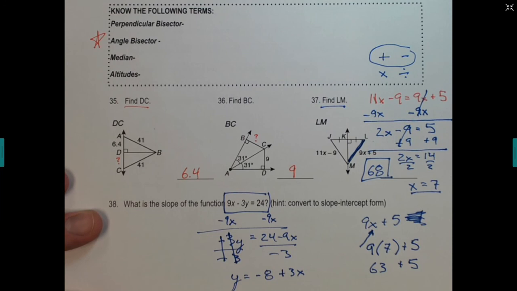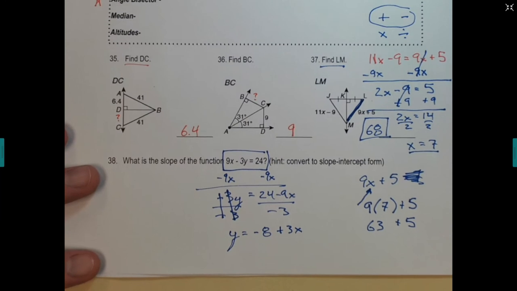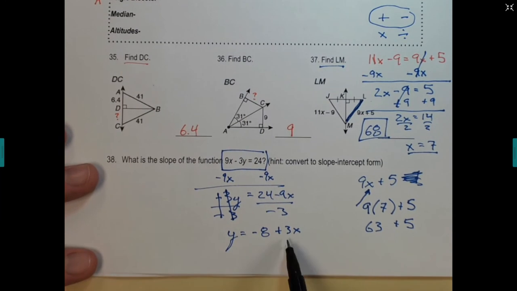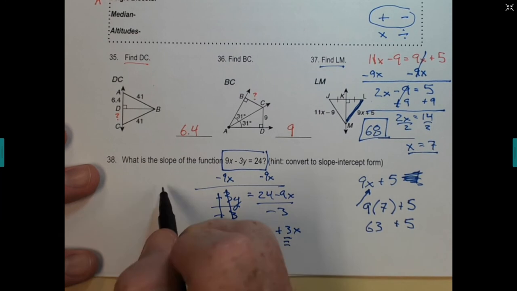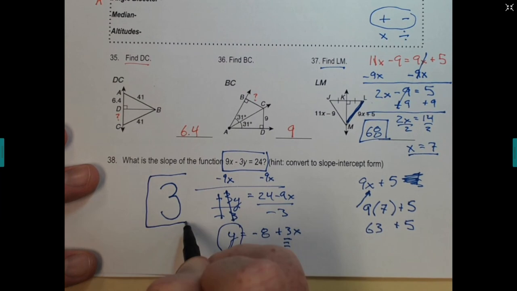And if we want to know the slope, where do we find that? You look right next to the x. The number next to the x, as long as we're solved for y, is our slope. That means we have a beautiful slope of 3.